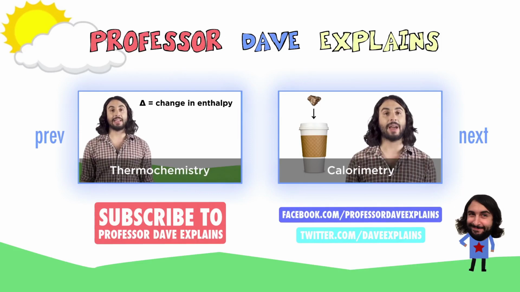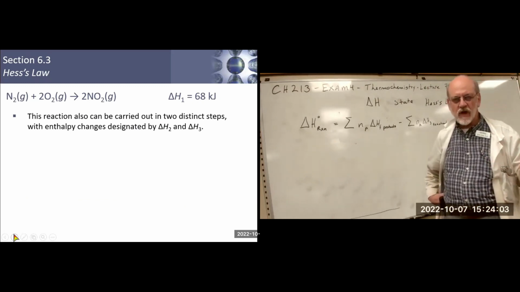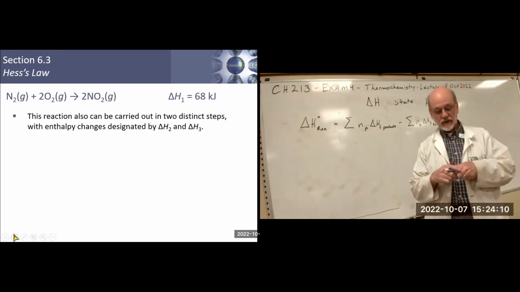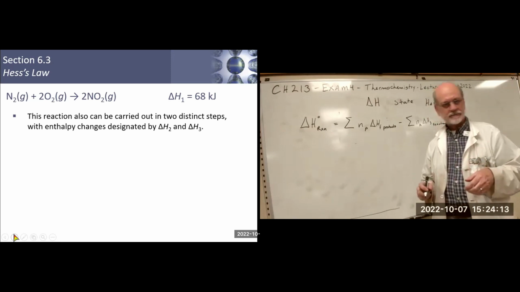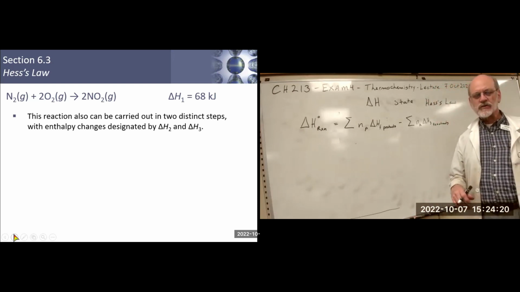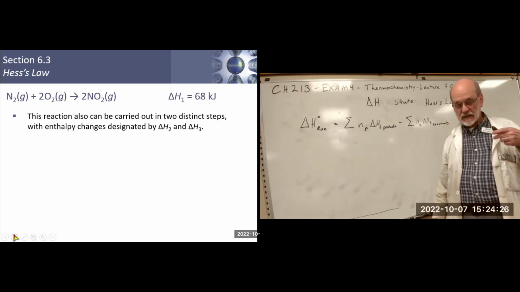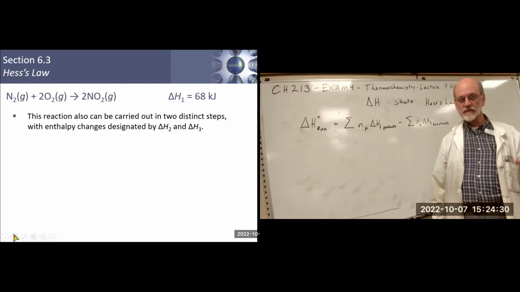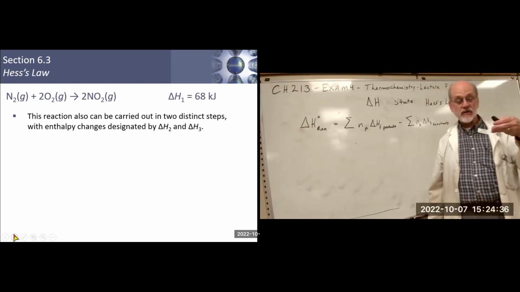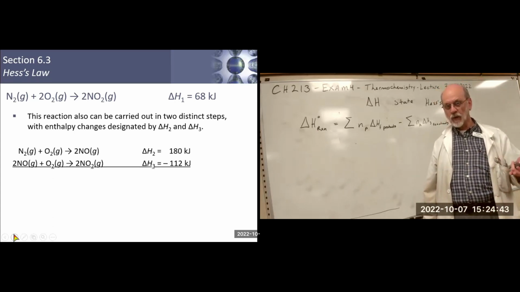So Professor Dave introduced both Hess's law and the use of the standard heats of formation. We're going to get to it. This example here is nitrogen plus oxygen yields nitrogen dioxide, and it has an enthalpy of 68 kilojoules for that balanced equation. So what we're going to do is compare that value with the value we get by adding these other two equations together in the proper form.